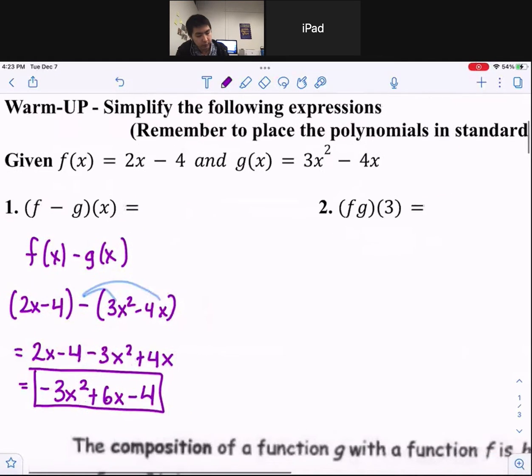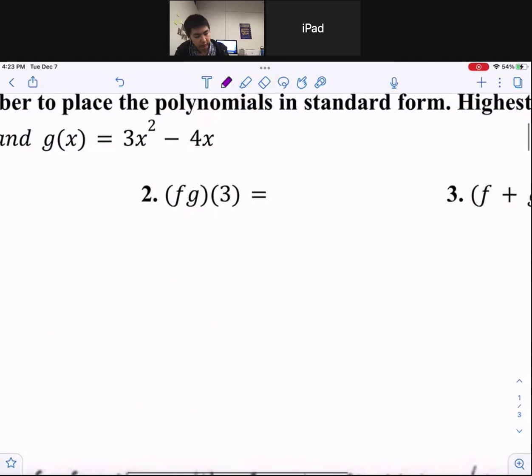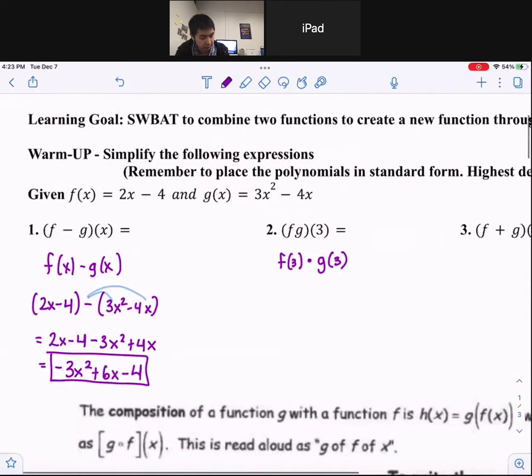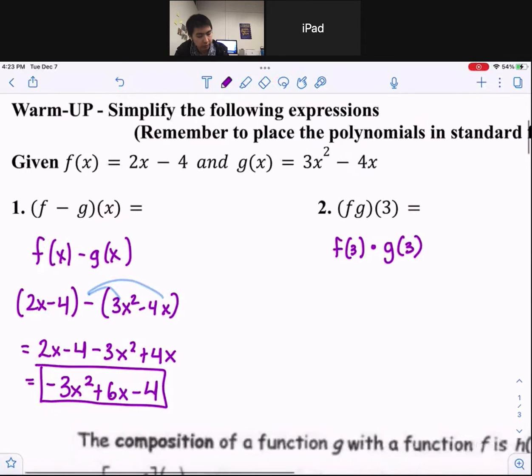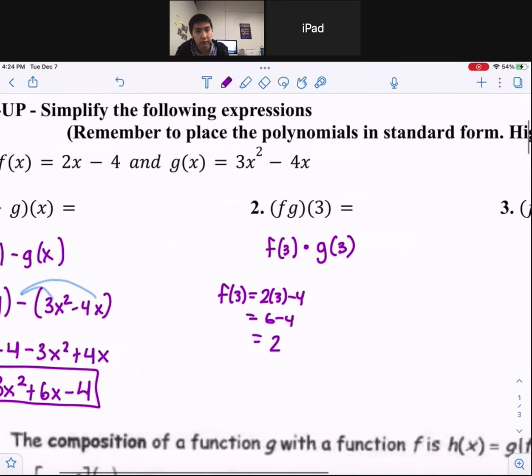Now for number 2. This one is f of 3 times your g function, g of 3. But what is f of 3? Well, if we plug in 3 into this equation, because that's your f function, we can see what f of 3 equals. 2 times 3 minus 4, 6 minus 4, 2. So we know f of 3 is 2.